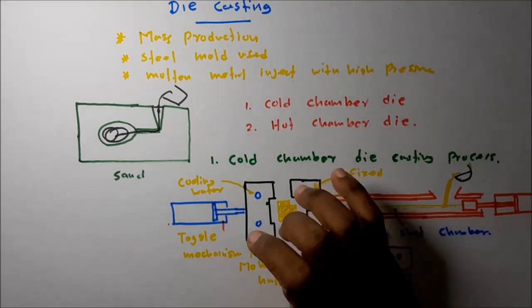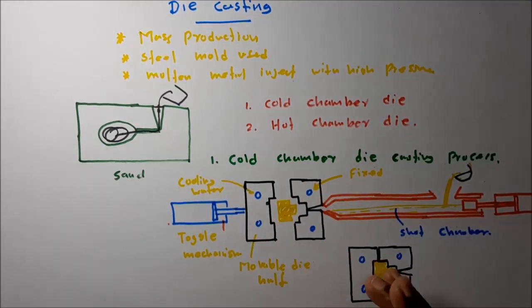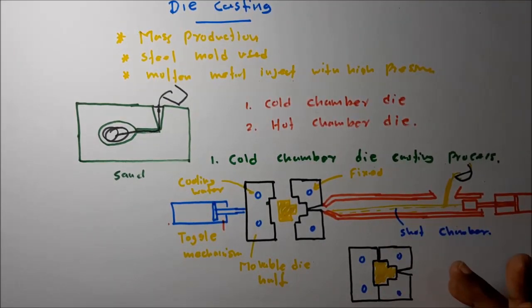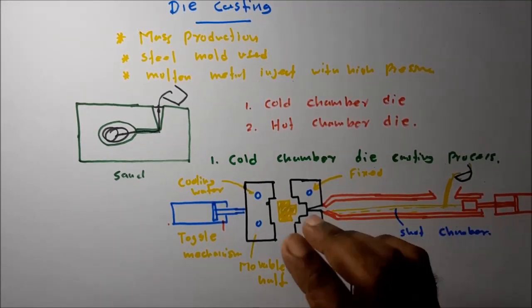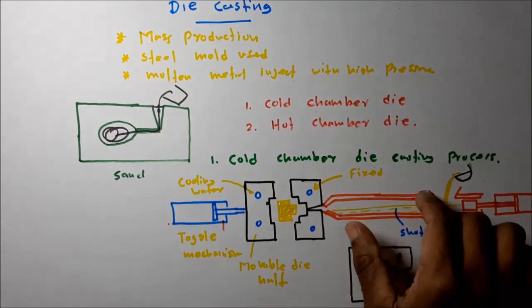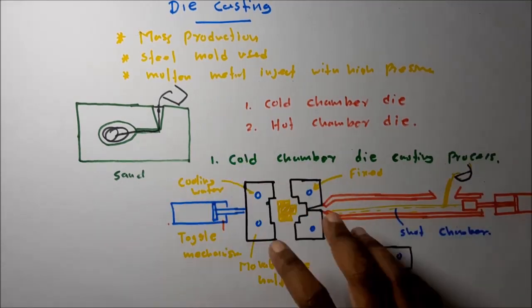But this process is suitable only for mass production. Item-wise production, this process is not suitable. If the product is manufactured in bulk, only this die casting process is suitable, because this setup is done on a machine.